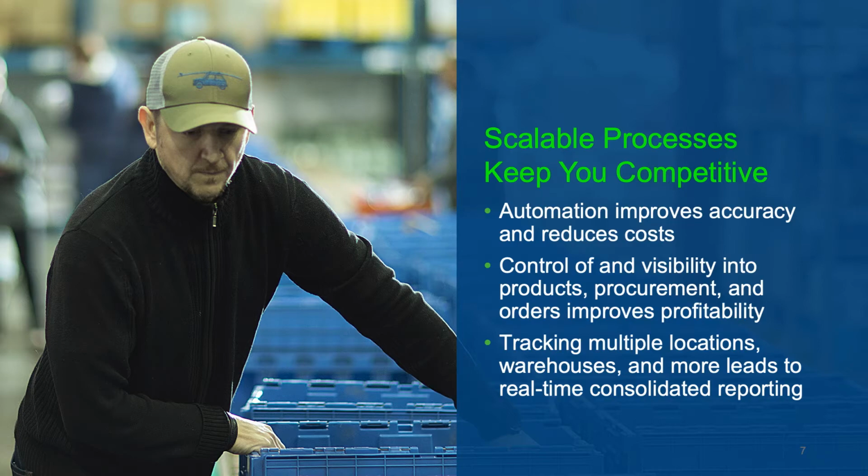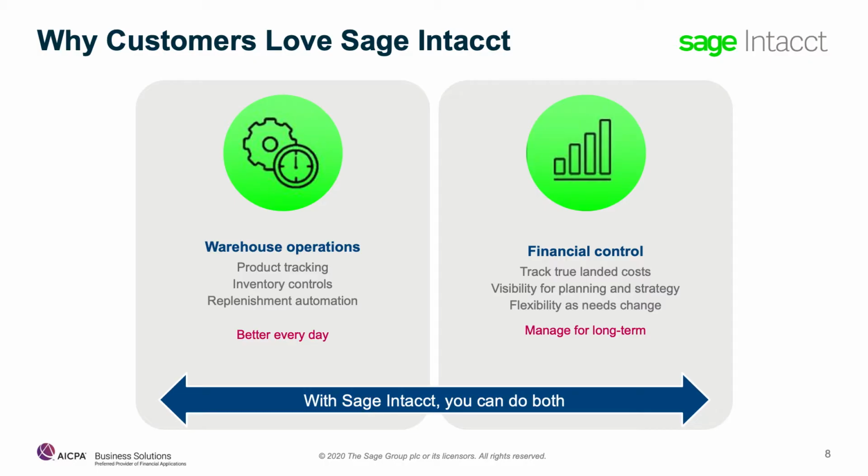Customers tell us their companies are forever changed with Sage Intacct. Why do they love us? Two reasons. First, by improving warehouse oversight and controls, increasing inventory accuracy and compliance, and automating replenishment, we simply help companies run better. We keep operations running more efficiently while letting each part of the organization use the best tools for their part of the job.